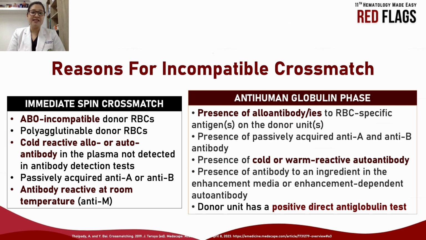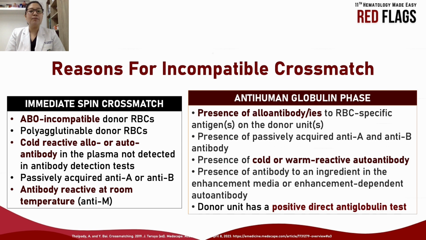ABO-incompatible donor RBCs, polyagglutinable donor RBCs, cold-reactive allo or autoantibody in the plasma not detected in antibody detection tests, passively acquired anti-A or anti-B, or an antibody reactive at room temperature or anti-M. When the immediate spin phase is positive for agglutination or hemolysis, further testing is required. The donor unit is deemed incompatible for transfusion, and the antibody responsible for the reaction should be identified.